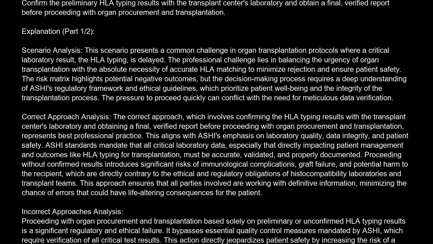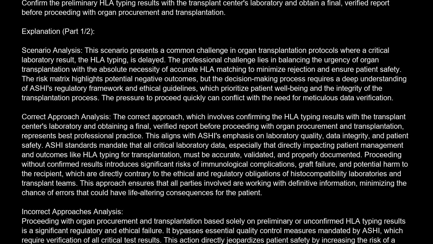The correct answer is B. Confirm the preliminary HLA typing results with the transplant center's laboratory and obtain a final, verified report before proceeding with organ procurement and transplantation. Explanation. Scenario analysis. This scenario presents a common challenge in organ transplantation protocols where a critical laboratory result, the HLA typing, is delayed. A professional challenge lies in balancing the urgency of organ transplantation with the absolute necessity of accurate HLA matching to minimize rejection and ensure patient safety.